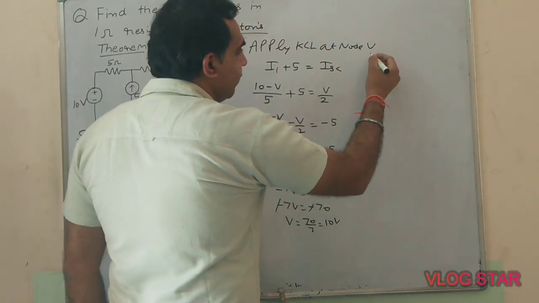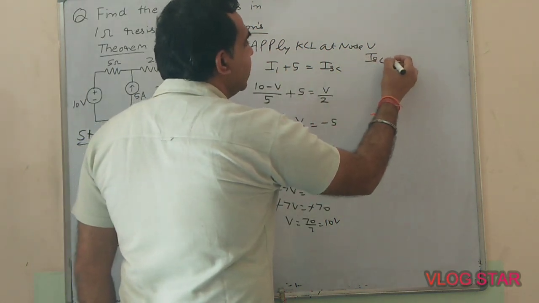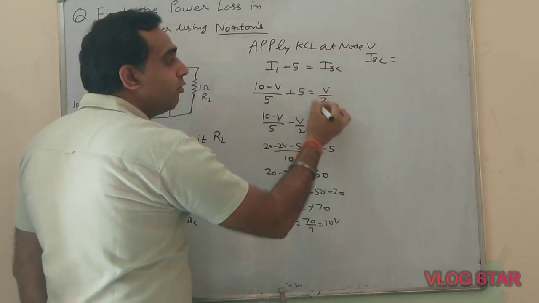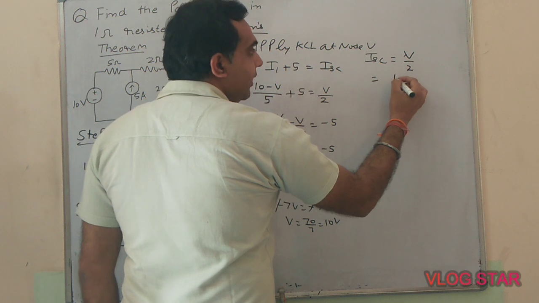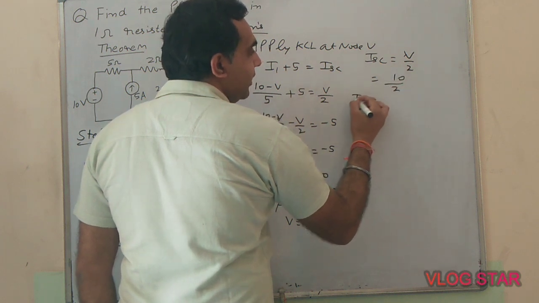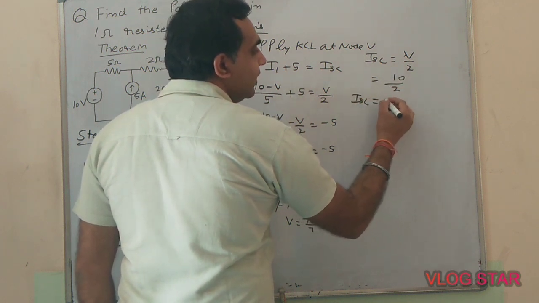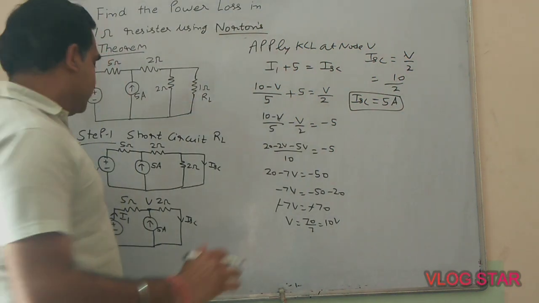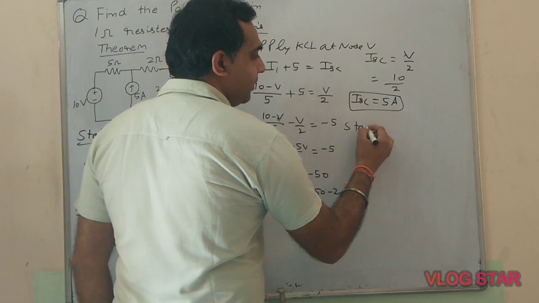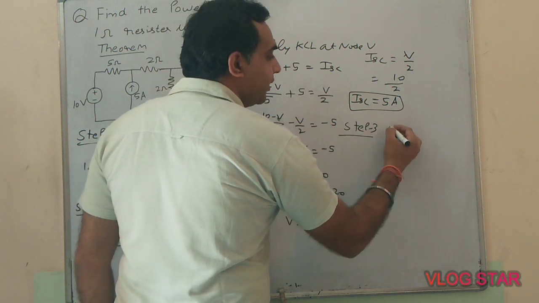Now what we want is ISC. ISC is V by 2. V is 10, so 10 by 2. It means ISC is 5 ampere. Now, in the case of step number 3, find the Norton resistance.